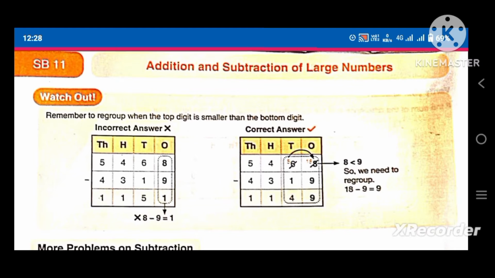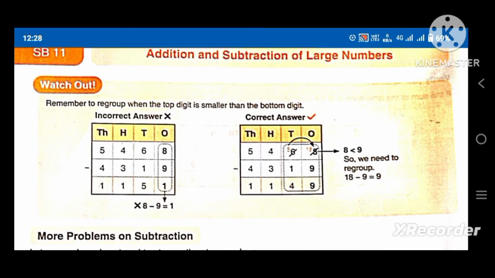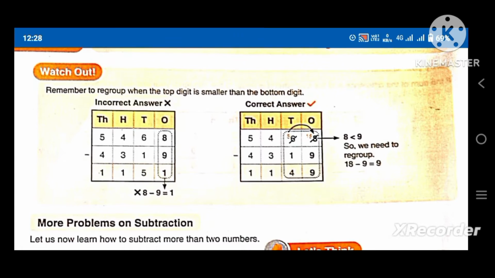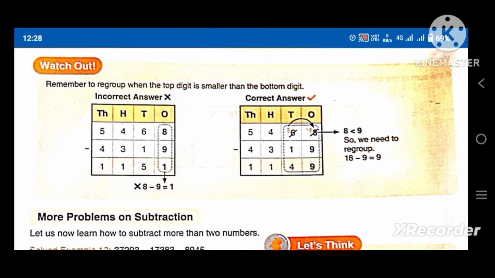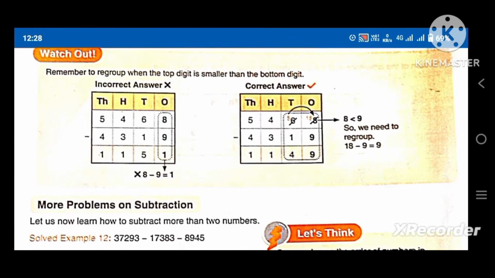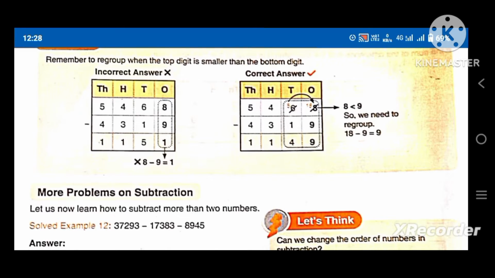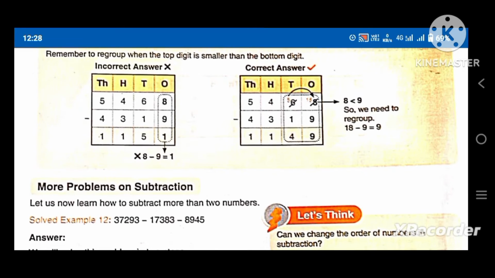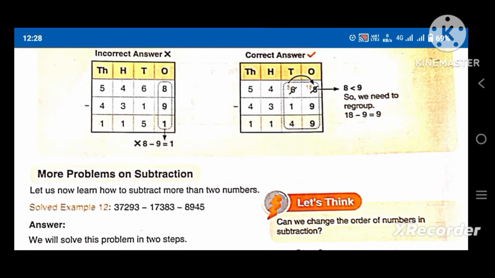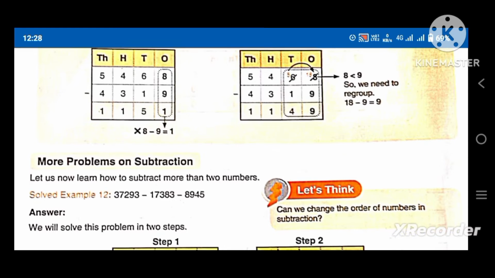Addition and subtraction of large numbers SB-11. Watch out. Remember to regroup when the top digit is smaller than the bottom digit. First one is an incorrect answer. From 5,468 we subtract 4,319. The correct answer is the second one, 1,149.